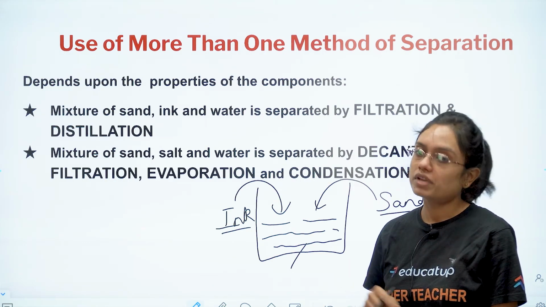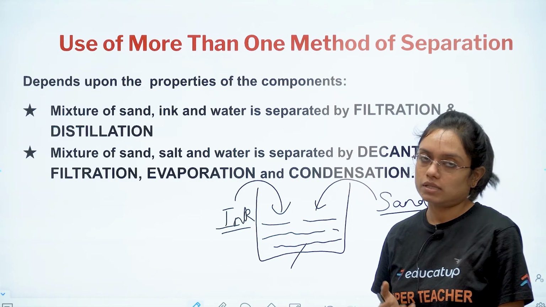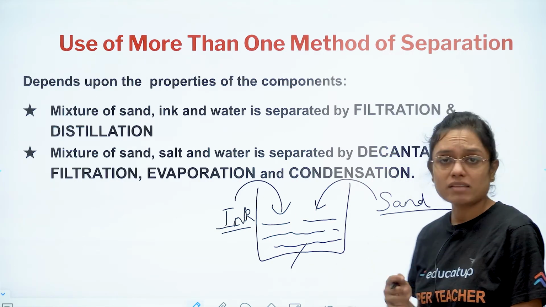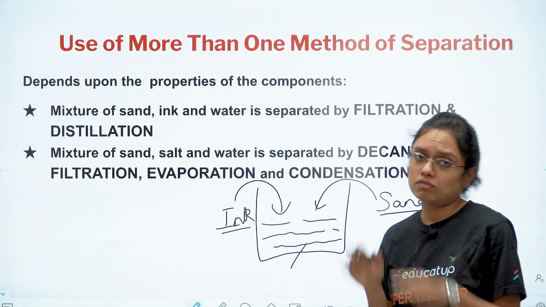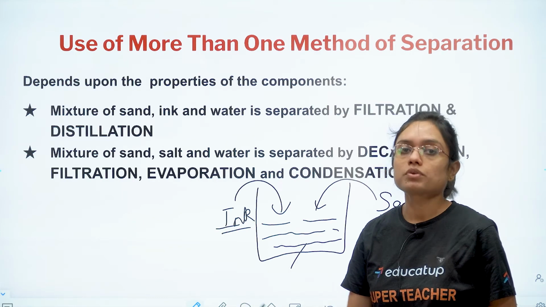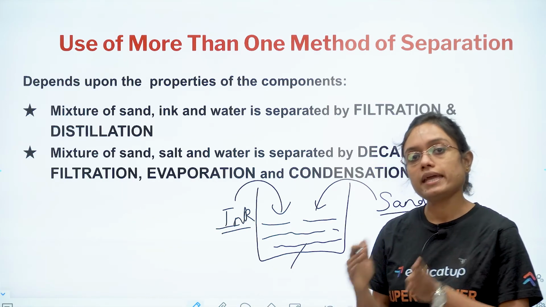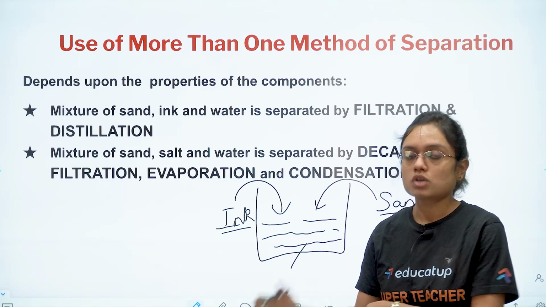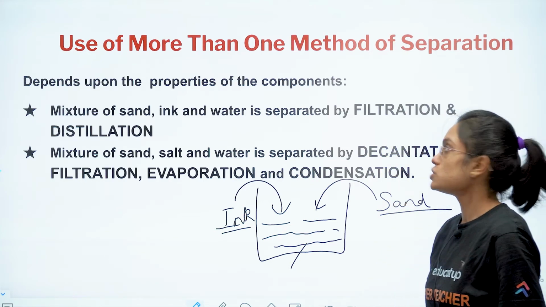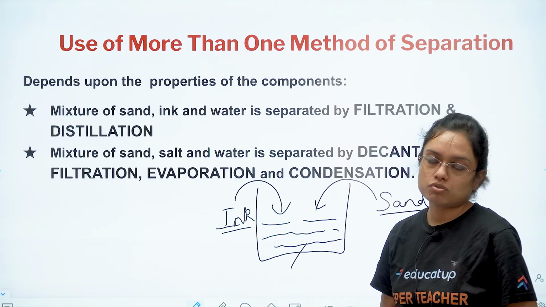Ink will dissolve in water completely. It will form a miscible liquid solution, and sand will be an insoluble substance. It will settle down at the bottom. Now you have to obtain all the three components. You need water separately, ink separately, and sand separately. So what will you do? You will use two methods. First you will do distillation and filtration, both the methods you have to use.